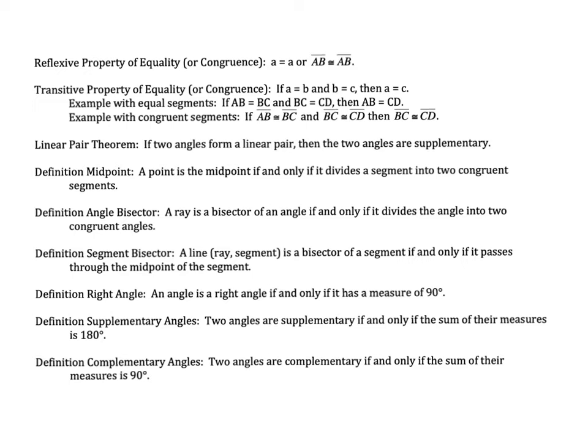Reflexive property of equality. The reflexive property is that anything's equal to itself or congruent to itself. Seems like a silly thing because it's kind of obvious. It ought to be equal or congruent to itself, right? But we use this in proof to get a segment in our proof that we need in certain situations.